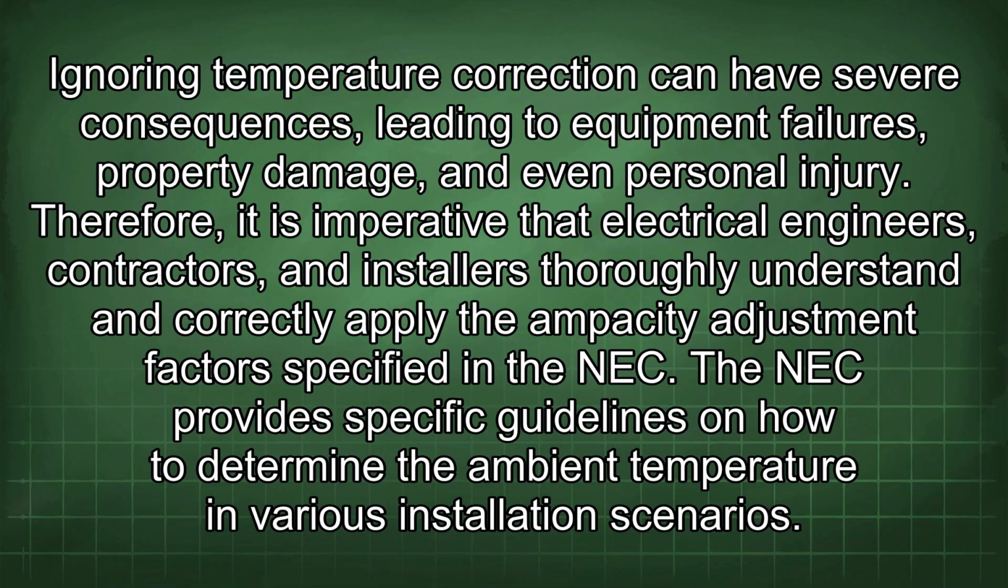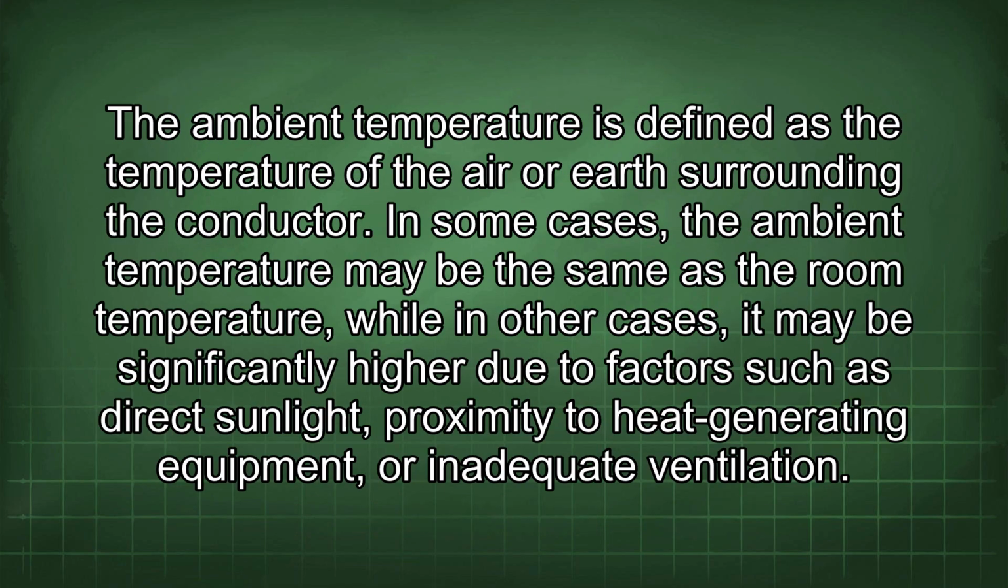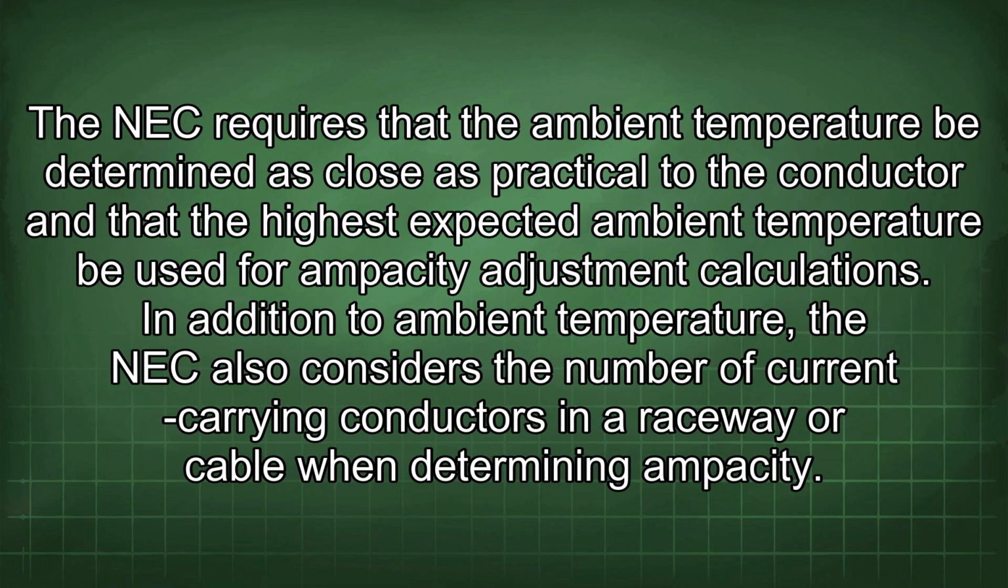The NEC provides specific guidelines on how to determine the ambient temperature in various installation scenarios. The ambient temperature is defined as the temperature of the air or earth surrounding the conductor. In some cases, the ambient temperature may be the same as the room temperature, while in other cases, it may be significantly higher due to factors such as direct sunlight, proximity to heat-generating equipment, or inadequate ventilation. The NEC requires that the ambient temperature be determined as close as practical to the conductor and that the highest expected ambient temperature be used for ampacity adjustment calculations.